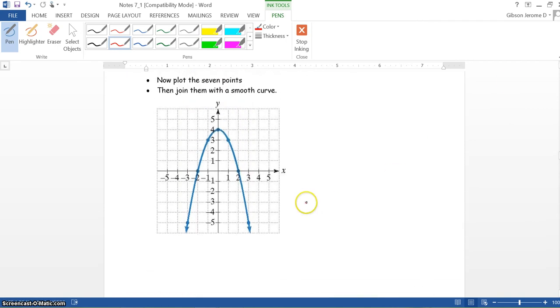Now, one other thing I want you to notice is this ends with arrowheads. This means that this goes on forever. And you must end these with arrowheads. If you ended them at the point, it would be incorrect, because that would signify that the graph ends there.